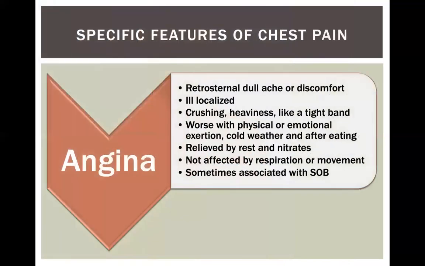Now we come to specific features of chest pain in different types or different causes. In angina, the chest pain is retrosternal, a dull ache or discomfort. So it might not be a pain, it is discomfort. It is ill-localized, cannot be localized by one or two fingers. Crushing, heaviness, like a tight band. This is the character of the pain.